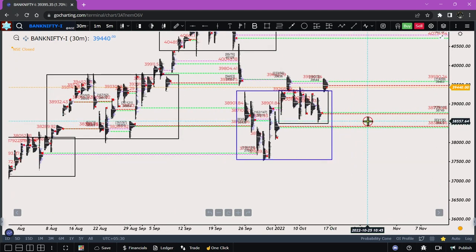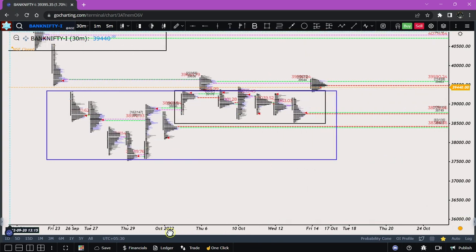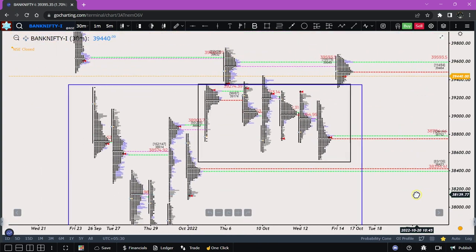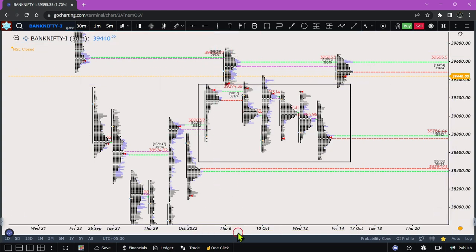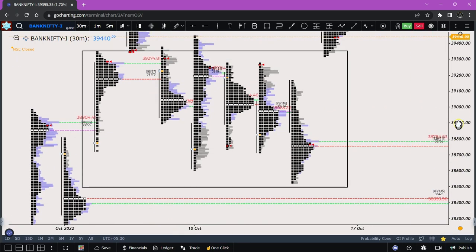Now let's get deep into the recent action that has been going on. Let us enlarge this. Let us take this out so that we can see what has been going on recently.